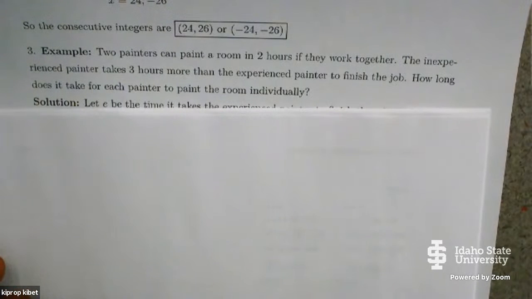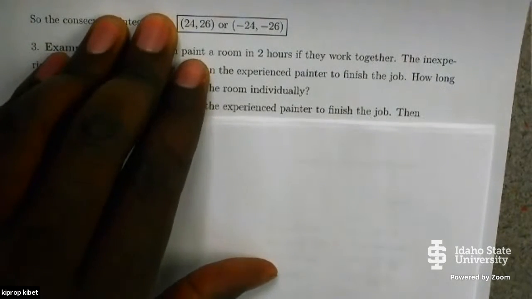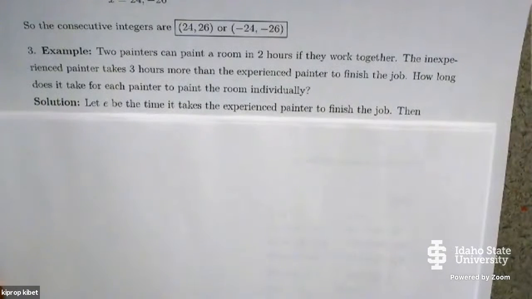Yeah, that's good. So two painters can paint a room in 2 hours if they work together. The inexperienced painter takes 3 hours more than the experienced painter to finish the job. How long does it take for each painter to paint the room individually? So how are we solving this?